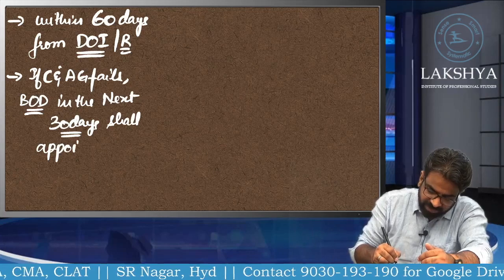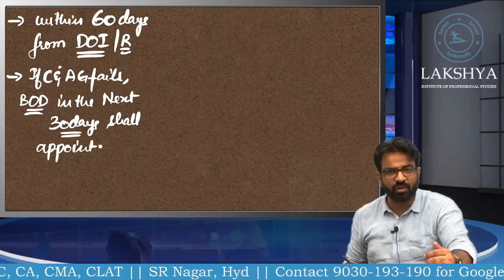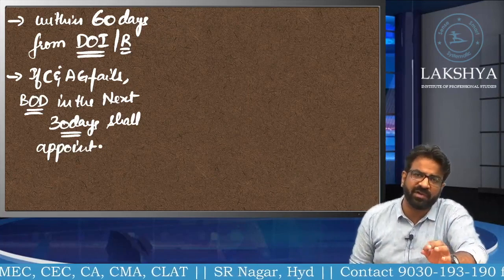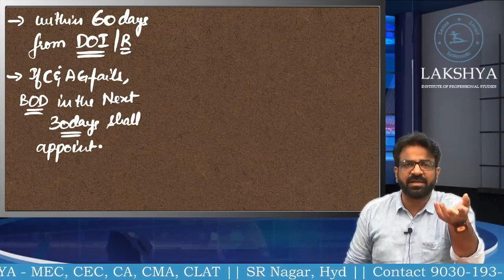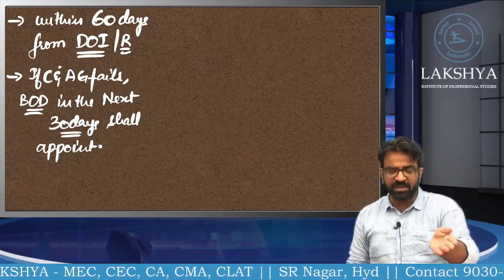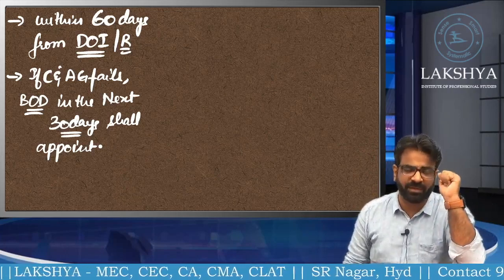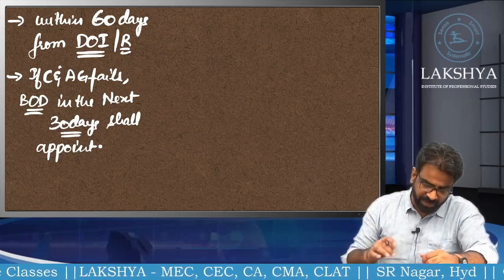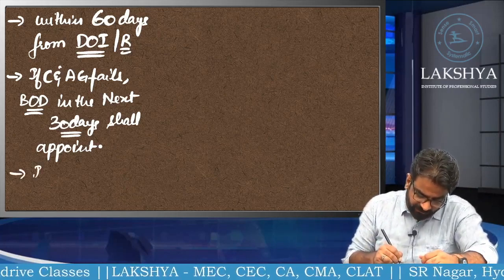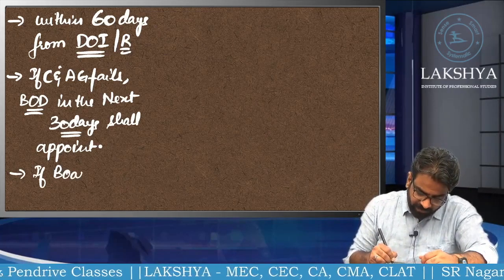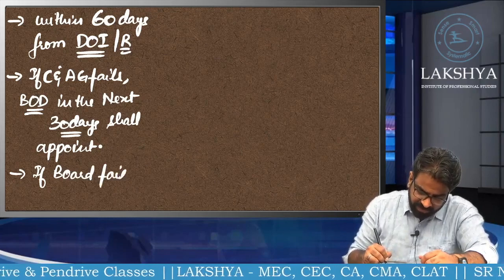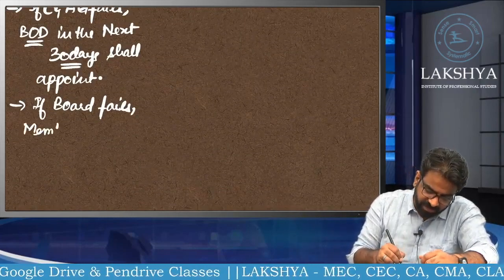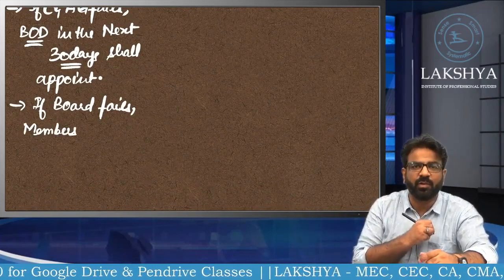Are you guys able to understand? If the C&AG fails to appoint the first auditor within the first 60 days from the date of incorporation, then the C&AG delegates this power to the board of directors. The board of directors will appoint the first auditor in the next 30 days, right? Next point. Sir, if the board fails, then who will appoint? If the board fails, then the members of that government company will take over.